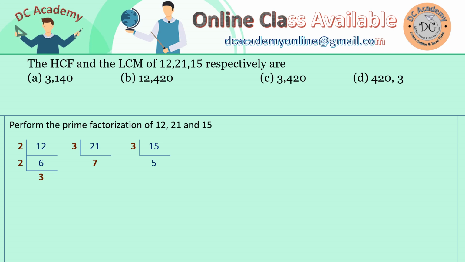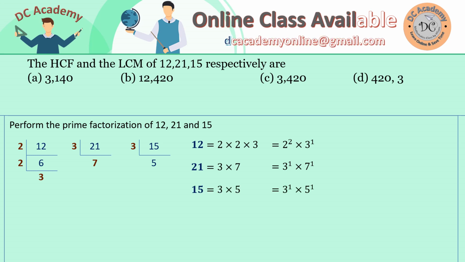Now see that 3, 7 and 5 obtained at the last step in the prime factorization of 12, 21 and 15 are prime numbers, and 2, 2, 3, 7 and 3, 5 are all prime. So therefore the prime factorization is done. Now let's rewrite. 12 is 2 2s and 3, so it is 2 square and 3 to the power 1. 21 is 3 into 7, so 3 to the power 1 and 7 to the power 1. 15 is 3 into 5, so 3 to the power 1 and 5 to the power 1. So these are the prime factorizations.